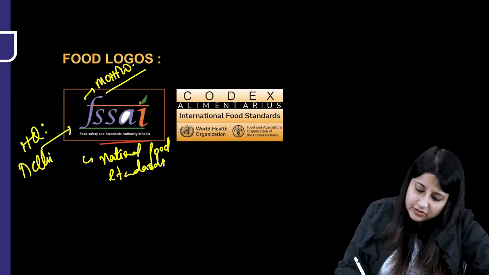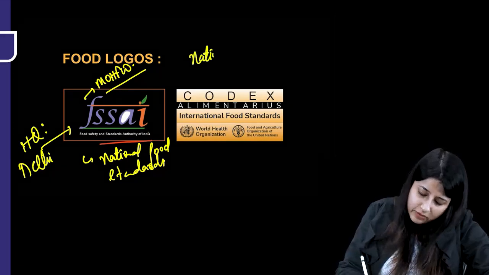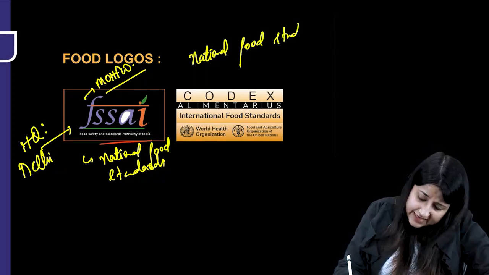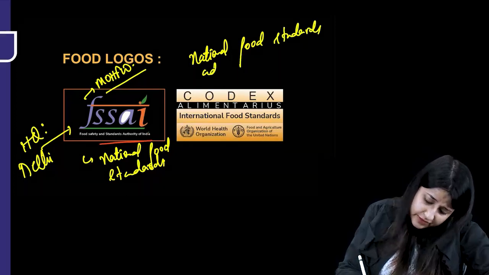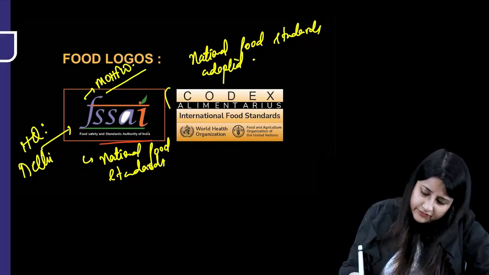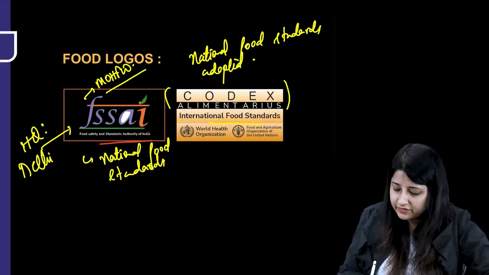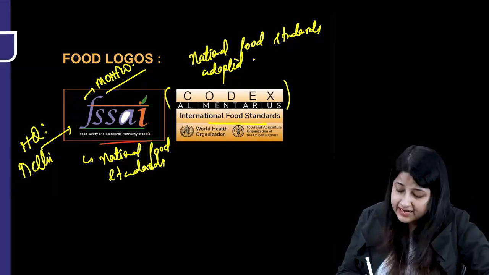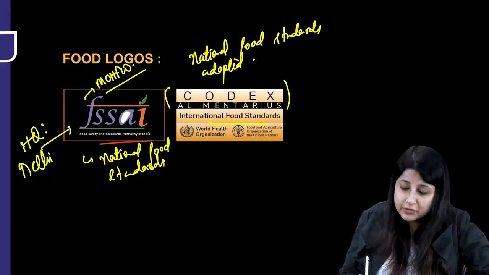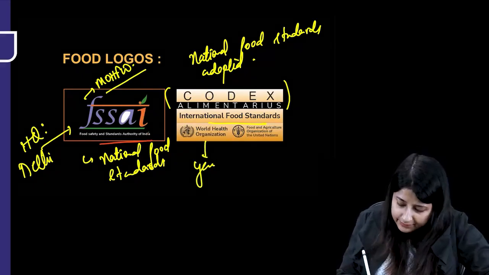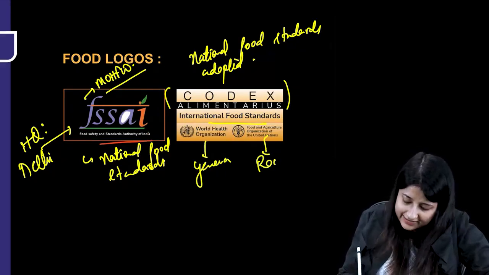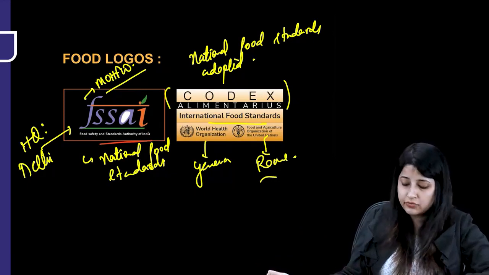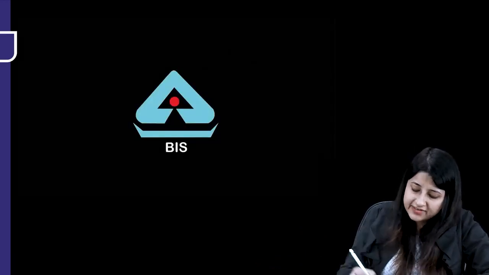Now this national food standards have been adopted from what? They have been adopted from this Codex Alimentarius, which give us the international food standards. They were framed by WHO and FAO. Headquarter of WHO, Geneva. FAO, याद है खाना खाने के लिए, to eat food. Let's go to Rome. Alright, BIS is Bureau of Indian Standards.